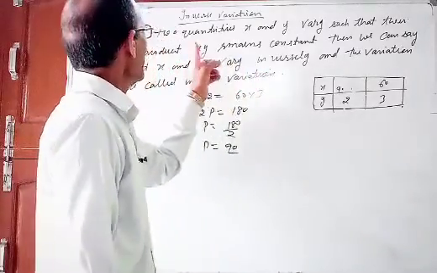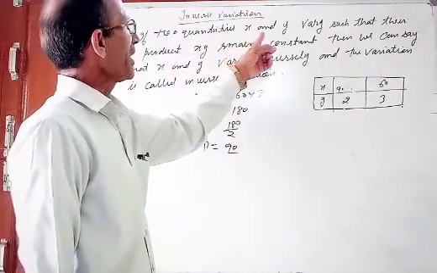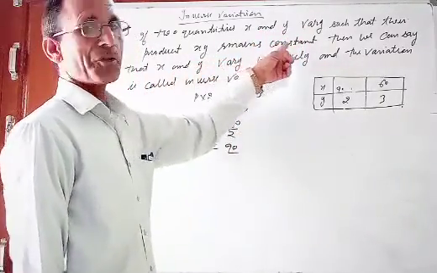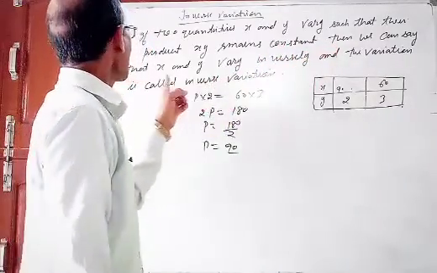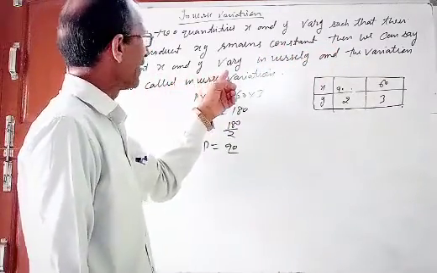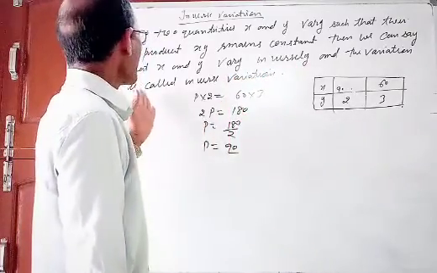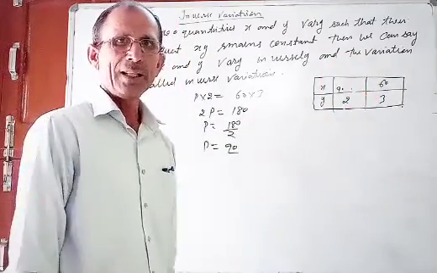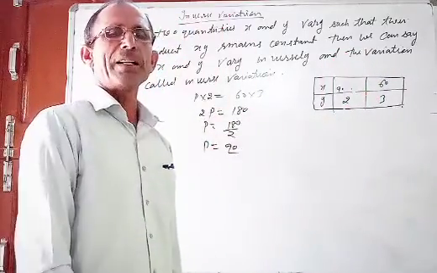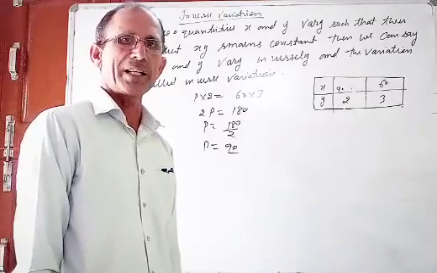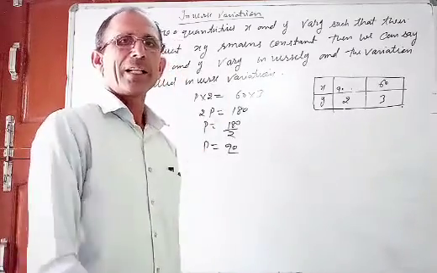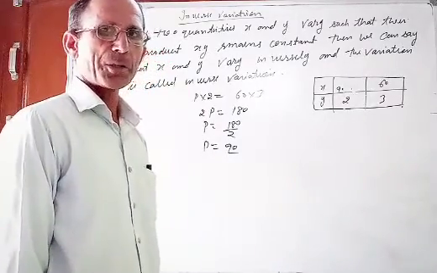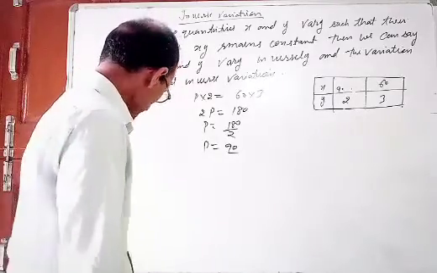Now try to understand: if two quantities x and y vary such that their product xy remains constant, then we can say that x and y vary inversely, and the variation is called inverse variation. If the product of x and y remains equal, then we can say the given quantities are in inverse variation. Have you understood? Now some questions related to inverse variation.